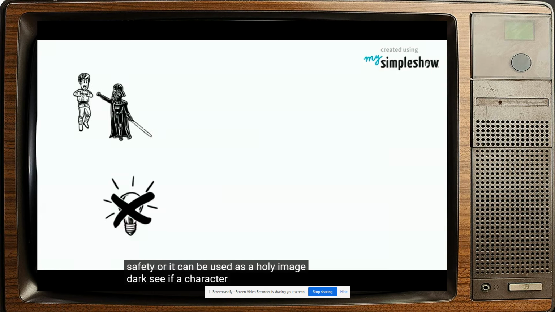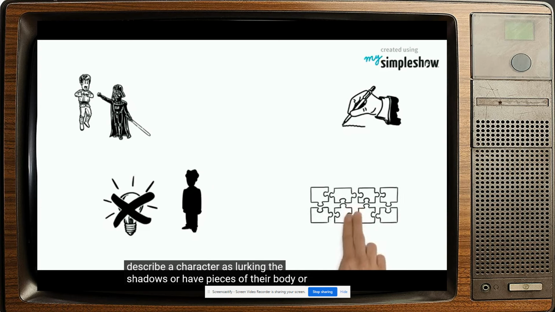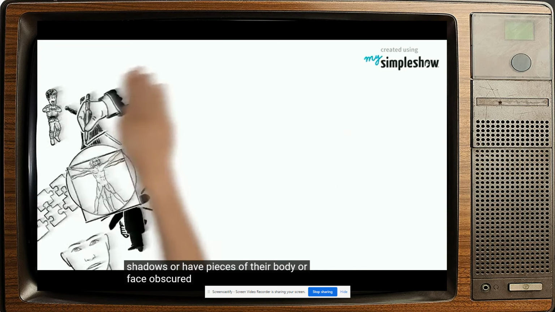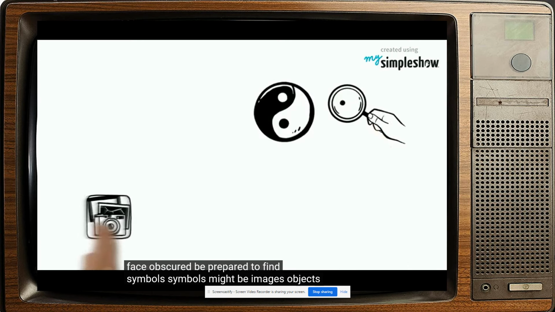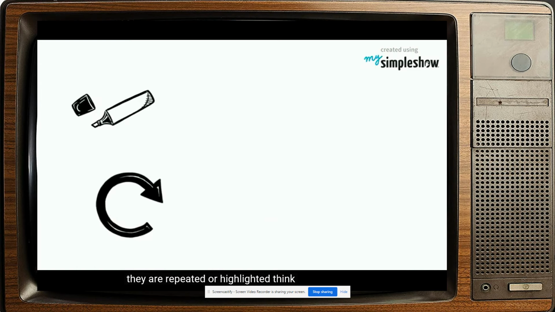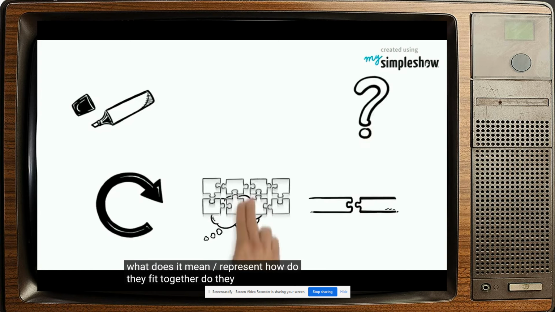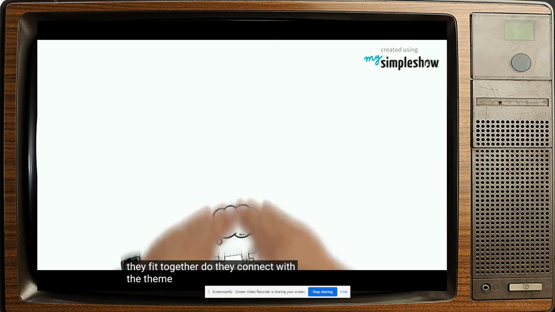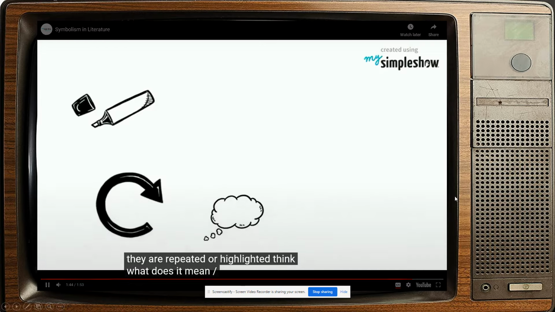Dark. See if a character is in the shadows. Literally, does the author describe a character as lurking in the shadows or have pieces of their body or face obscured? Be prepared to find symbols. Symbols might be images, objects, characters, or settings. They are repeated or highlighted. Think, what does it mean or represent? How do they fit together? Do they connect with the theme?